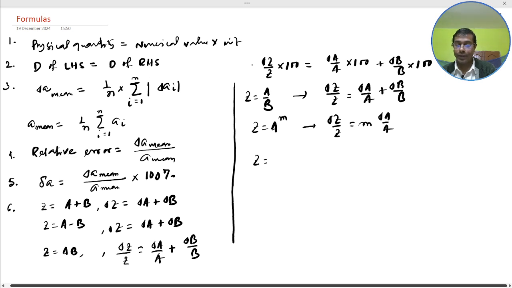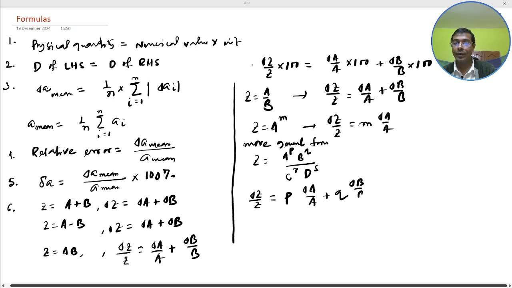Suppose in the more general form, z equal to a to the power p, b to the power q, by c to the power r, d to the power s, so del z by z would be p del a by a plus q del b by b plus r del c by c plus s del d by d.